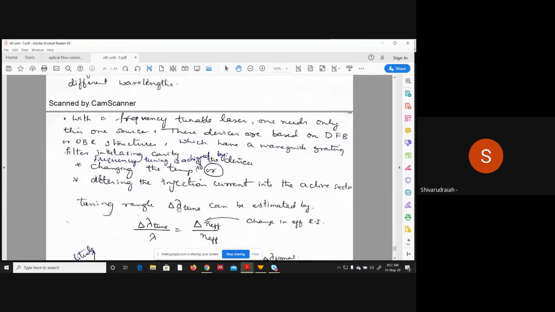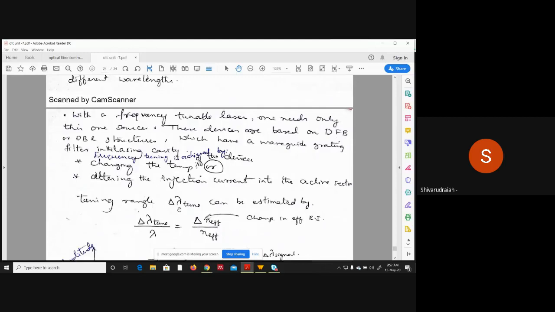So mathematically, how that is being achieved, you can see with frequency tunable lasers. With frequency tunable lasers, one needs only one source. As I was mentioning, we require only one laser source, but that laser source can be used to generate different wavelength signals just by changing the cavity length and the input current that is supplied to the laser source or the light source.